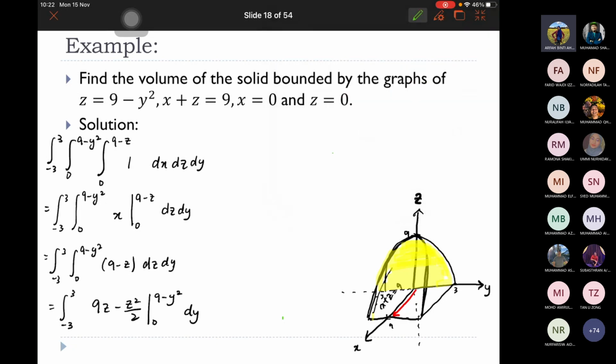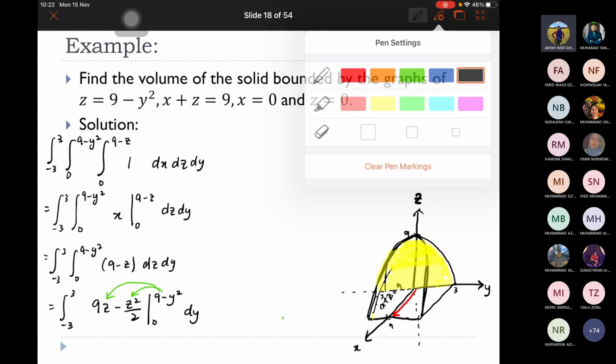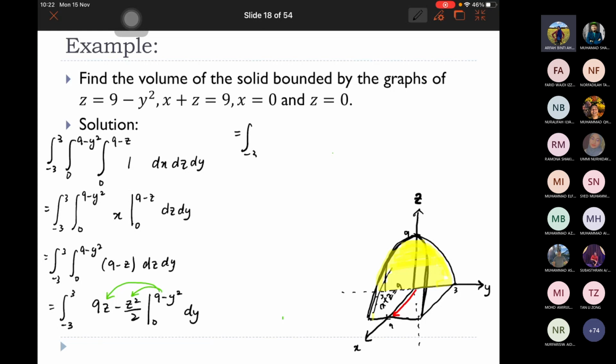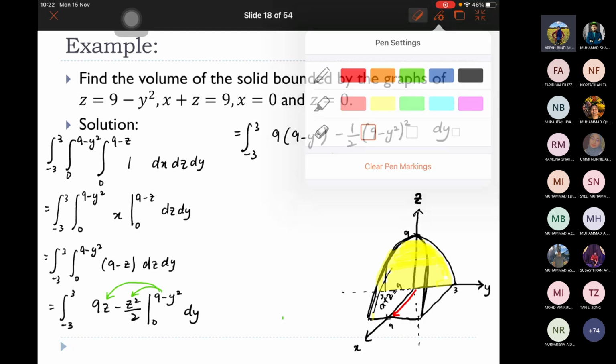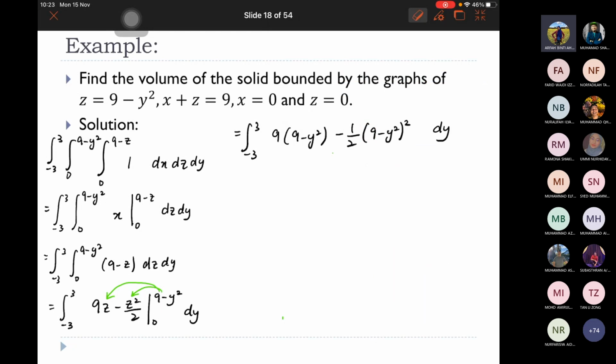Okay, gantikan. So, you are going to substitute this one dekat dalam ni. Okay. So, gantikan dia akan jadi sama dengan integrate negatif 3 ke 3. 9 darab 9 tolak Y kuasa 2. Tolak 1 per 2. 9 tolak Y kuasa 2 dikuasakan 2 dy. Kosong tu tak payah buat lah sebab dia dah memang kosong kan. So, from there kita kembangkan. Kembangkan dulu. 9 tolak Y kuasa 2. This one. 9 tolak Y kuasa 2 dan dikuasakan 2 lagi.